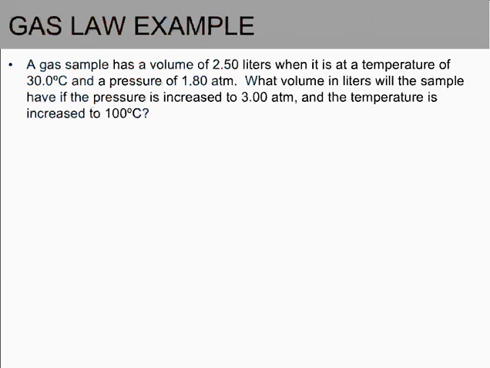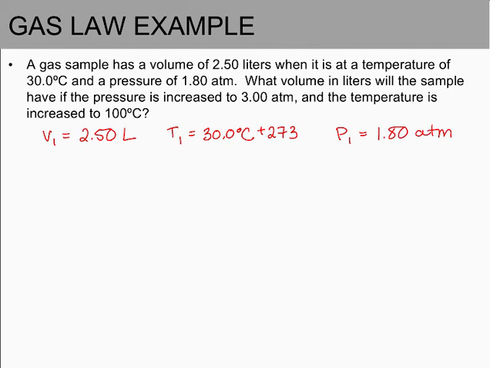So let's go over an example. A gas sample has a volume, so we'll say V1, of 2.5 liters when it is at a temperature, T1, of 30 degrees Celsius. And remember, we want that to be in Kelvin, so we're going to add 273. And then we have an initial pressure of 1.8 atmospheres.